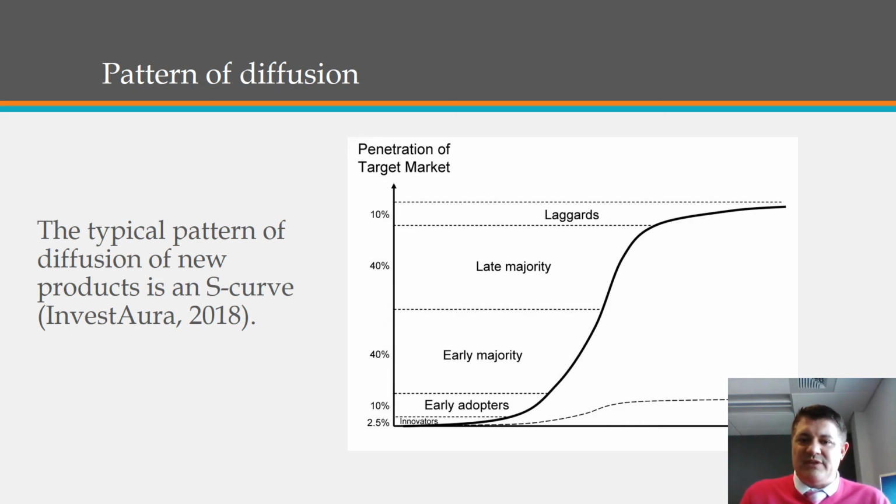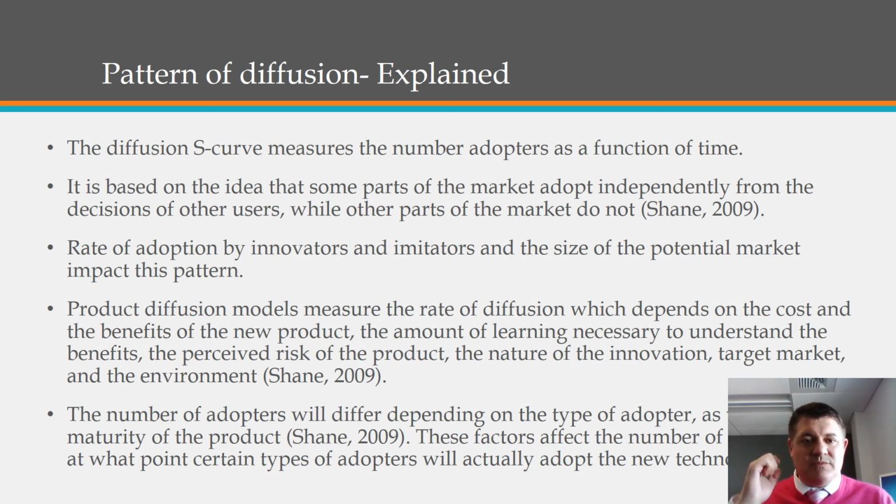The early majority and late majority make up the bulk of the S-curve, about 80%. Innovators is really small. That can be tied to price because new technology tends to be much more expensive. Early adopters like a product that is a little more mature, so they can tie into that. And then the laggards, they're the last. The diffusion S-curve measures the number of adopters as a function of time.